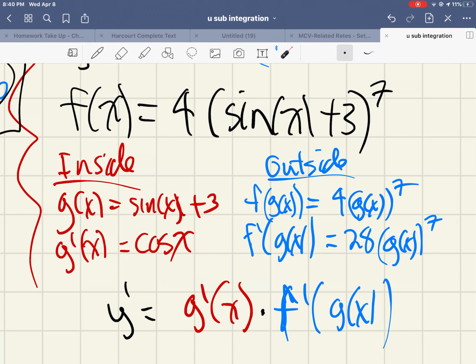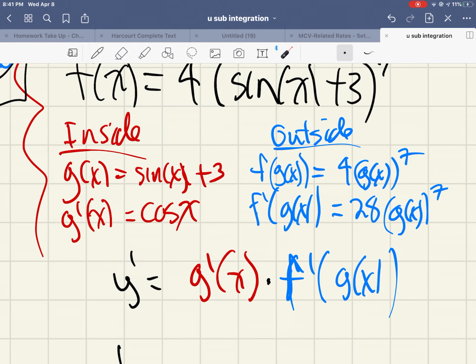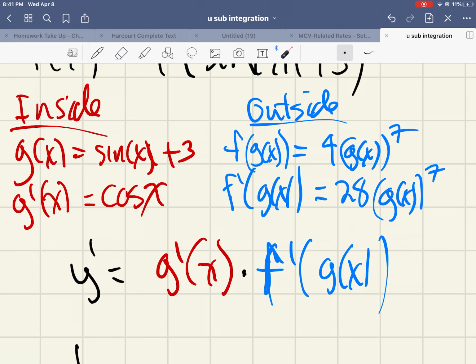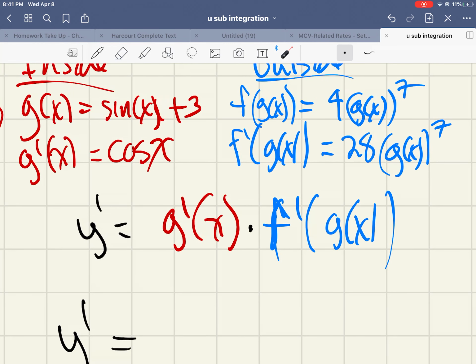What's the outside function? Well, it's f at g of x. All right, so where we used to write u, we're going to put g. So it's 4 times g of x to the 7th. Okay, and then what's the derivative of that? F prime of g of x is 4 times 7, 28, g of x to the 7th. So that's f prime at g of x. What's the derivative? The derivative is the inside prime multiplied by the outside prime.